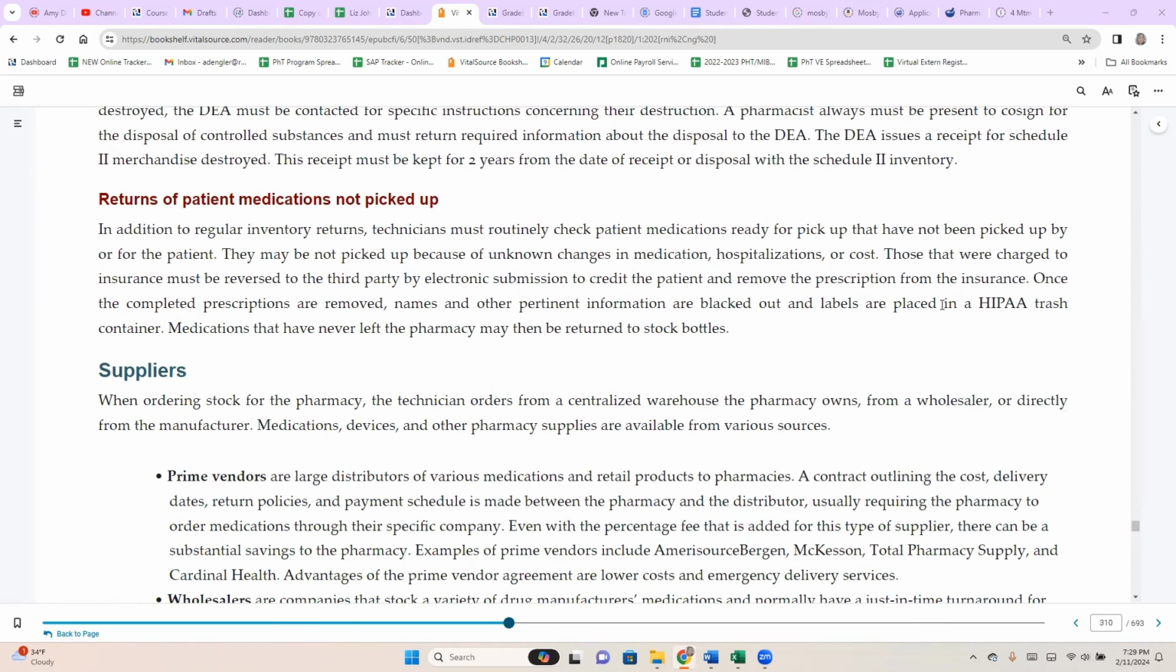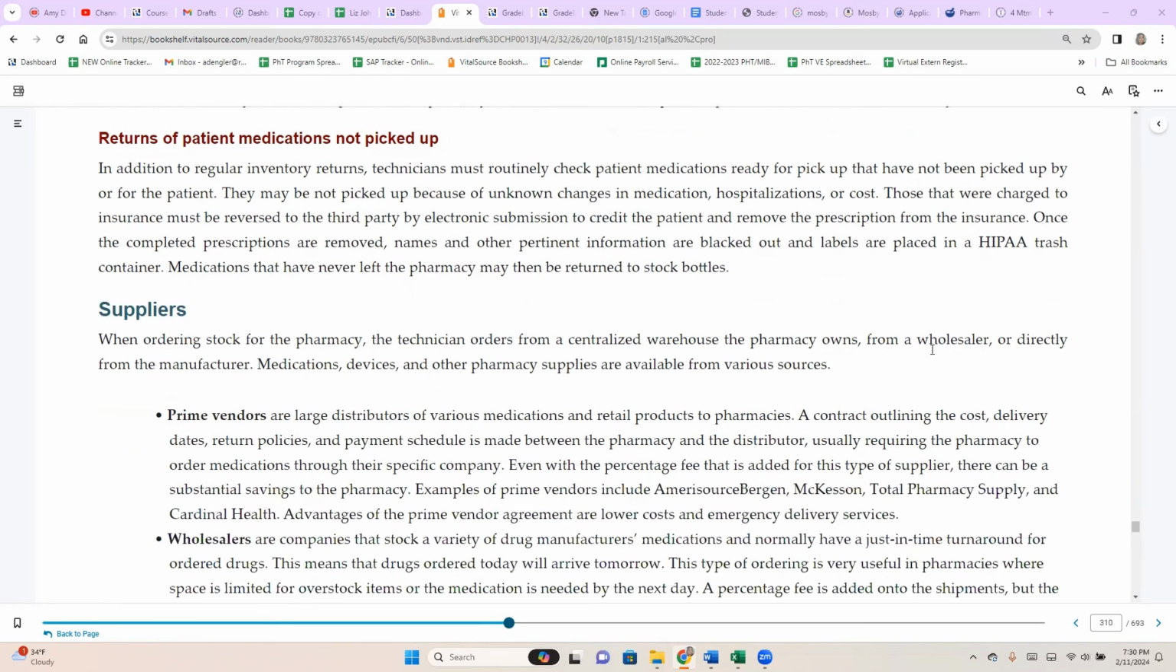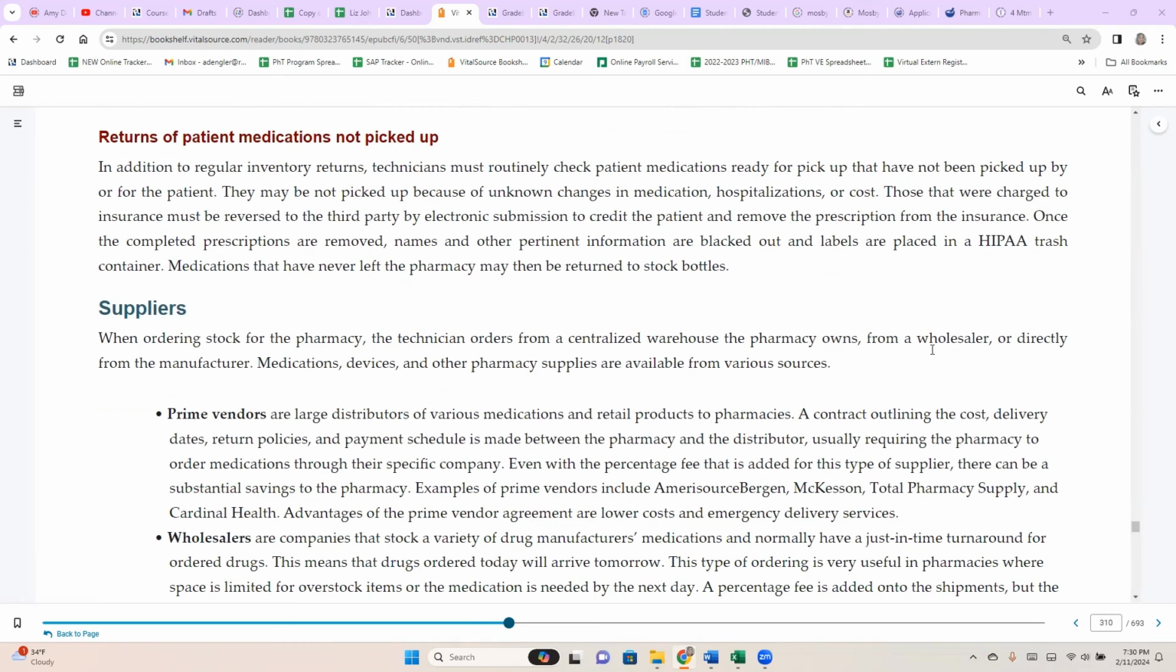In addition to regular pharmacy inventory returns, technicians must routinely check patient medication bins ready for pickup that have not been picked up by or for the patient. They may not be picked up because of unknown changes in medication, hospitalizations, or costs. Those that were charged to insurance must be reversed to the third party by electronic submission to credit the patient and remove the prescription from the insurance. Once the completed prescriptions are removed, names and other pertinent information are blacked out and labels are placed in a HIPAA trash container. Medications that have never left the pharmacy may then be returned to stock bottles. So you will usually do this pretty much every day at your pharmacy.